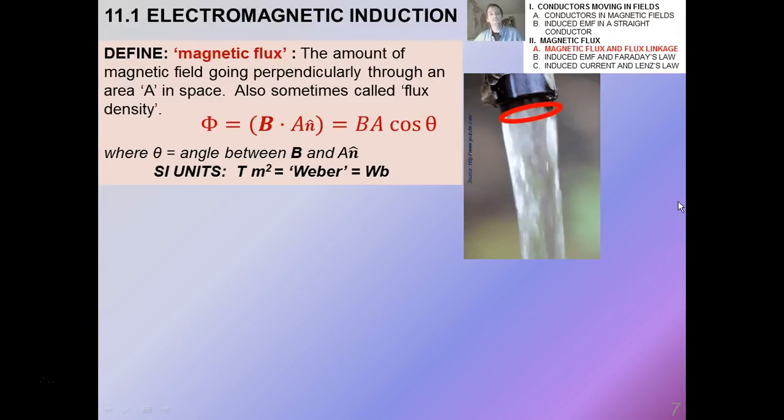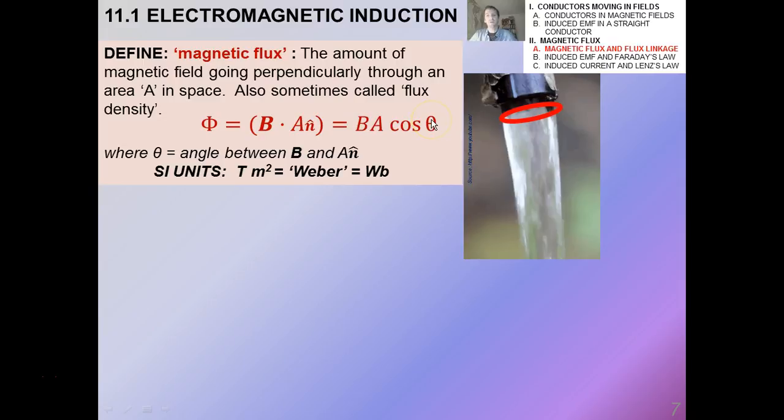Now, formally speaking, the magnetic flux, which is what we're going to focus on here, is the amount of a magnetic field going perpendicularly through a cross-sectional area in space, okay? It's also sometimes called flux density, okay? And there's a very special equation for this, okay? It's that phi, the upper Greek letter phi, which always signifies magnetic flux. It's the dot product of B and the cross-sectional area, which of course is BA cosine theta.